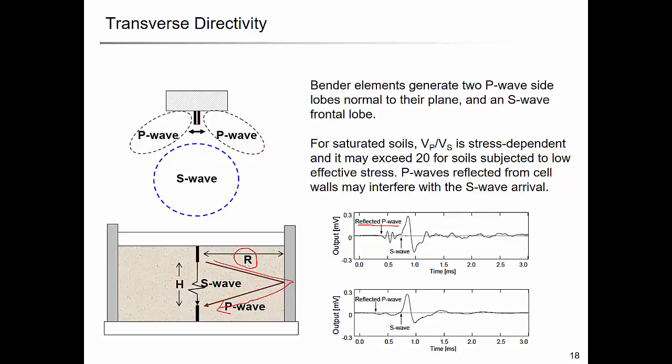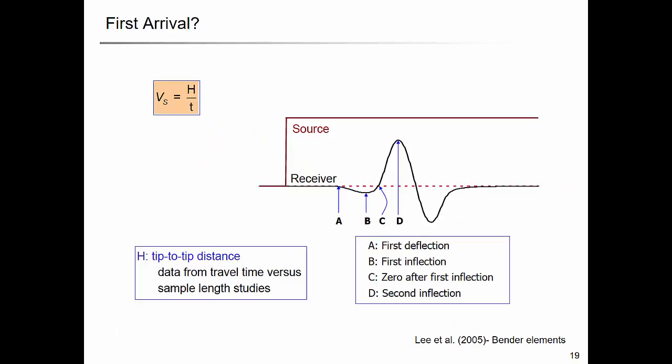So you can see that here the reflected P wave is much faster than the S wave, and also if you increase the stress, this S wave gets faster so that the P wave can be overwhelmed or masked by the shear wave.